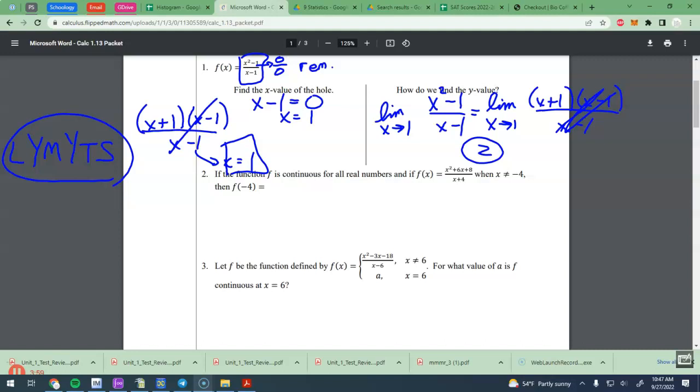Is that right for 1? Yeah. So basically, when you can't find the y value, you just find the limit of it. You use the limit, to 2. Is that what you're asking? Yeah.